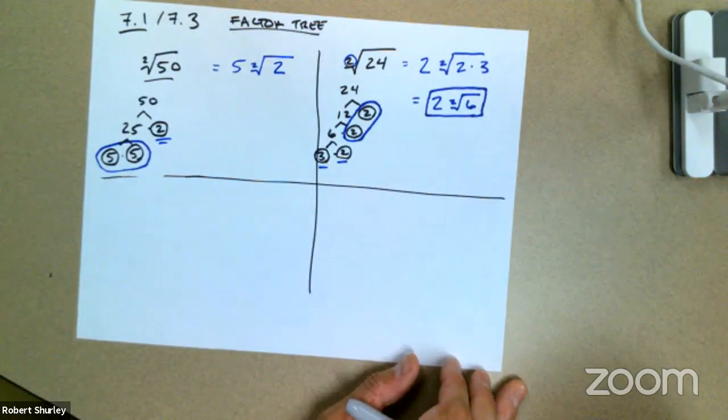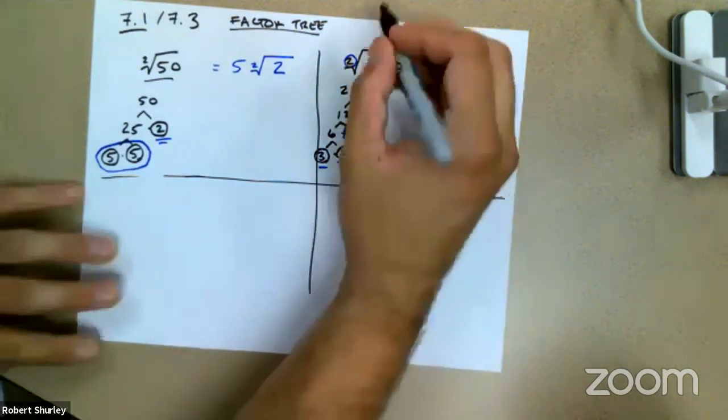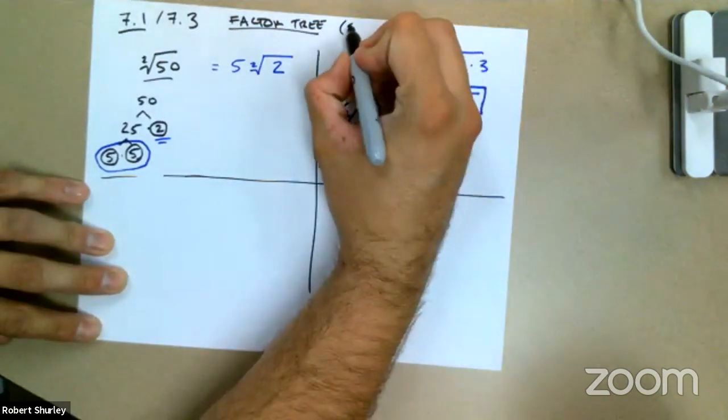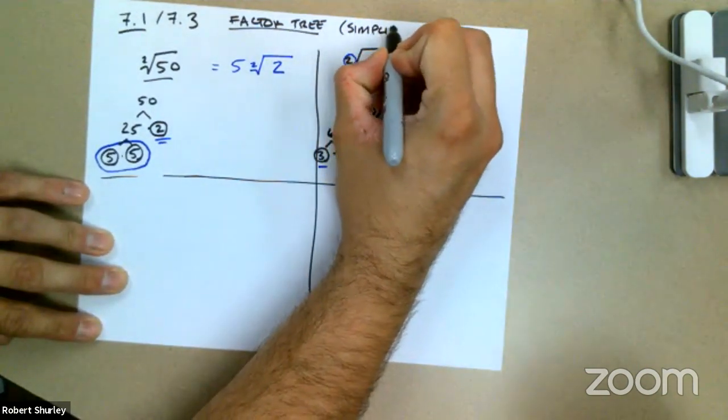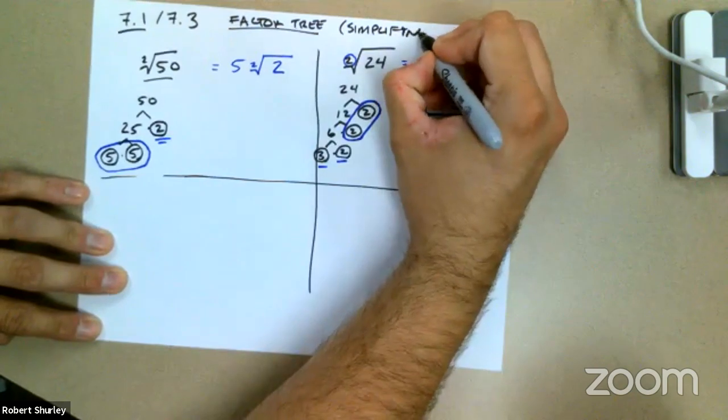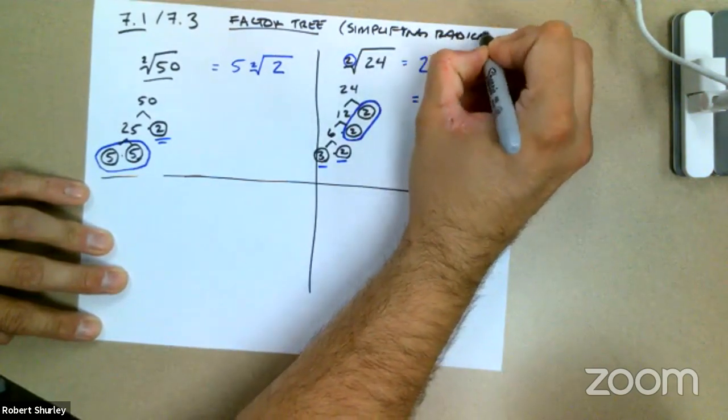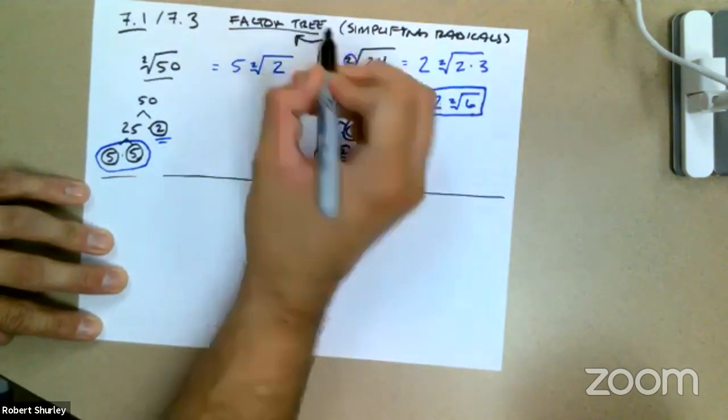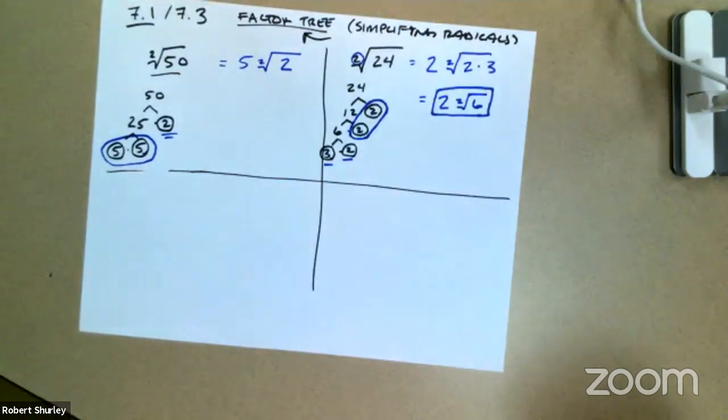So this is simplifying. Actually, if you wanted to look this up on YouTube to watch somebody else do it, it's called simplifying radicals using the factor tree.